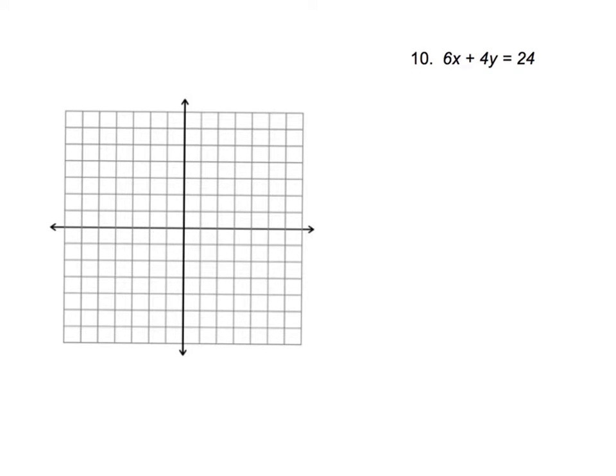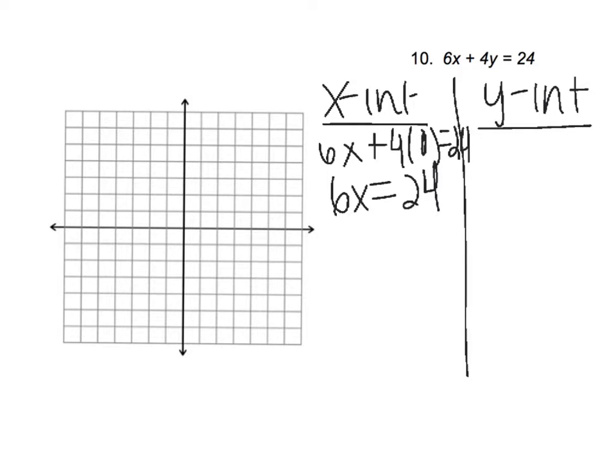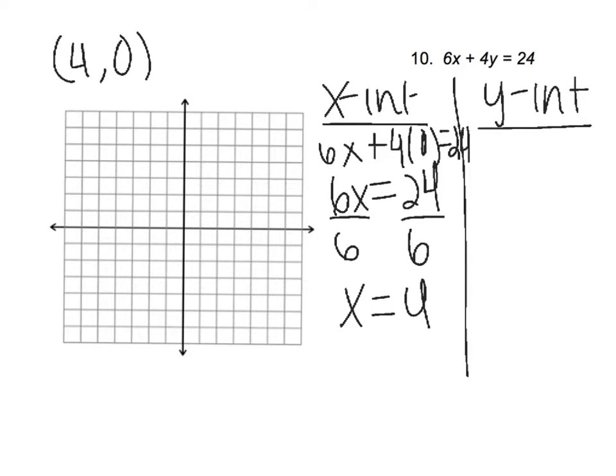On this problem, I see here again that this one is in standard form. So I'm going to go ahead and find my intercepts. I find the x-intercept by replacing y with 0. So I've got 6x plus 4 times 0 equals 24. And I've got 6x equals 24. Divide by 6. And I get x equals 4. So that our x-intercept is 4, so I've got 4, 0 for that point to plot.